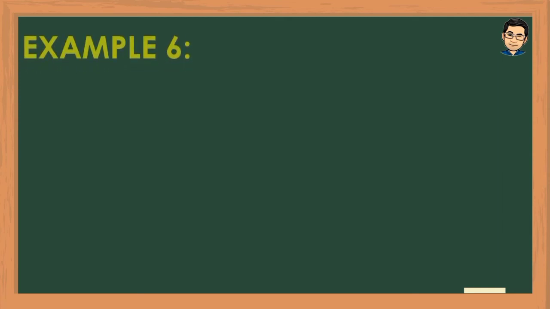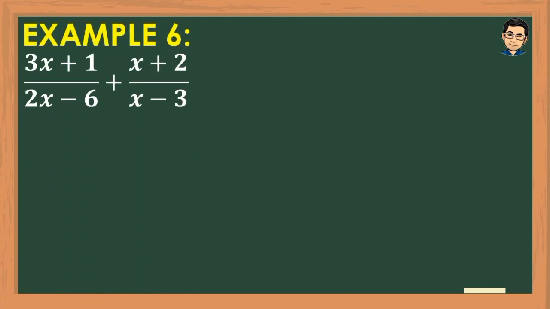So let's have example number 6. 3x plus 1 all over 2x minus 6 plus x plus 2 all over x minus 3. So yung LCD po natin, so yung 2x minus 6, pwede po siyang i-factor as 2 times x minus 3. So as you can see, meron pong x minus 3 dito sa tabi ng 2x minus 6. So our LCD will be 2 times x minus 3 na mismo.